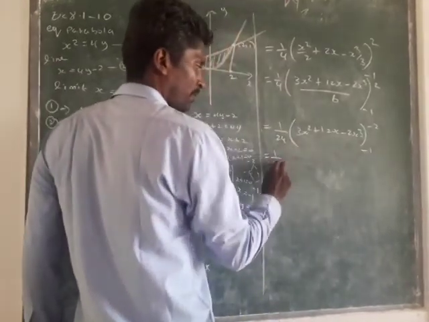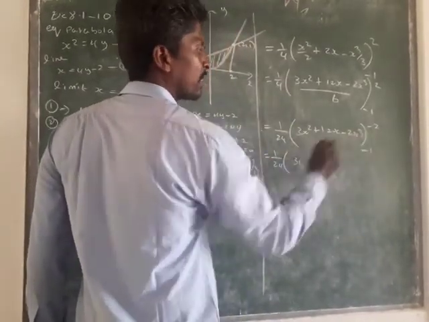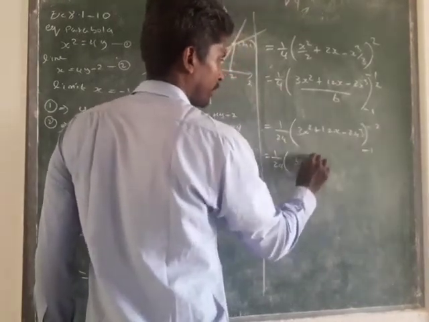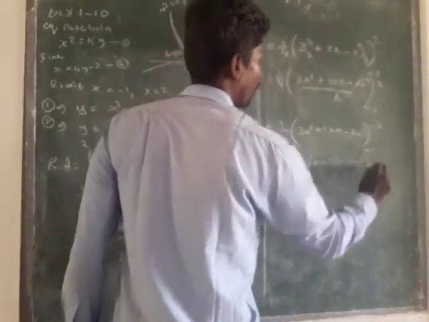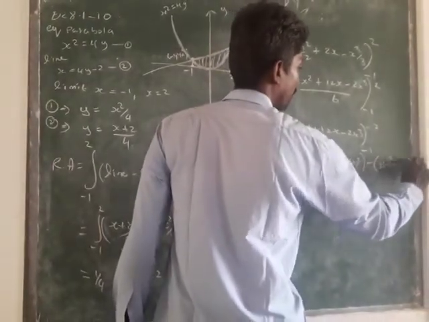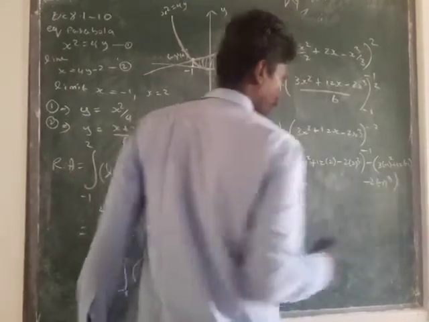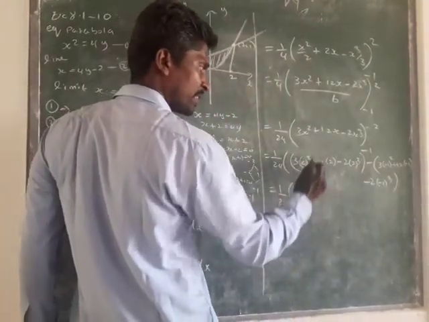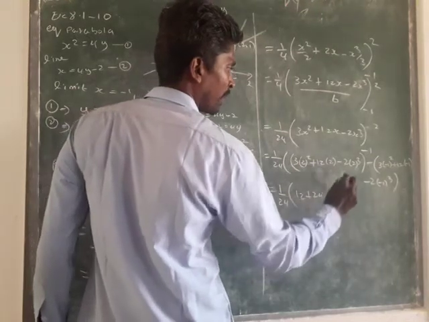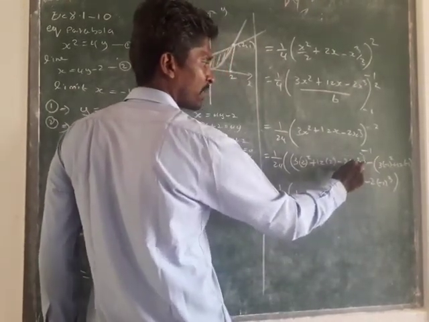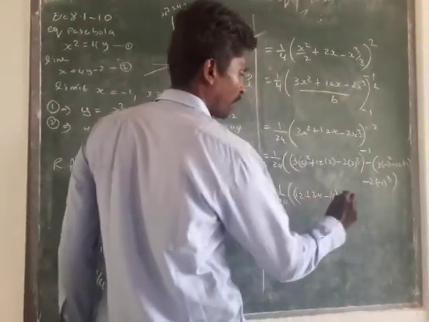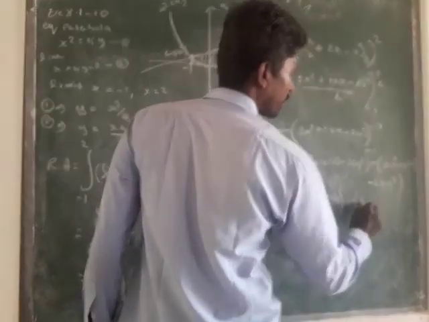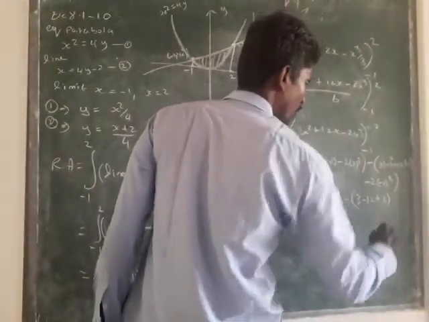Now substitute the upper limit value. So 3 into 2 squared plus 12 into 2 minus 2 into 2 cubed. This is the upper value, minus the lower limit: 3 into minus 1 squared plus 12 into minus 1 minus 2 into minus 1 cubed. So finally we have 1 by 24 into 12 plus 24 minus, 2 cubed is 8, 8 twos are 16. This is the upper value, then minus the lower limit values: 3 minus 12 plus 2.